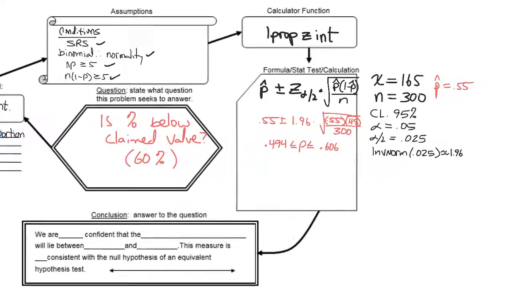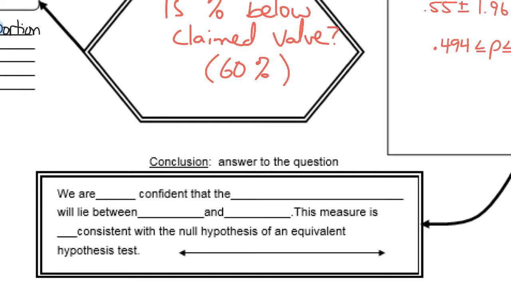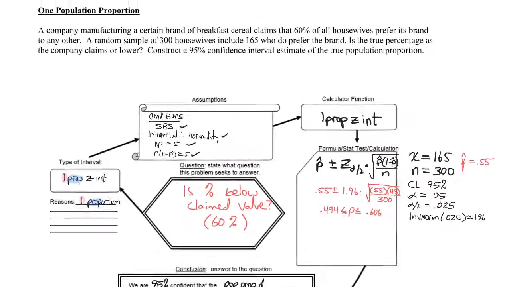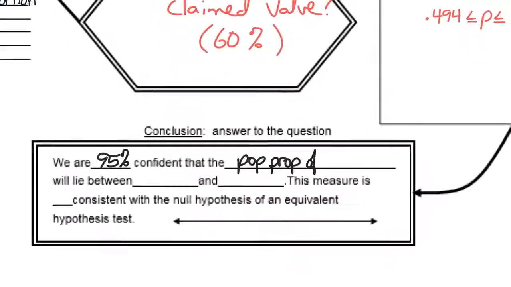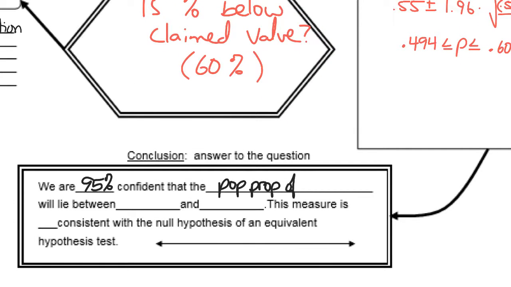So we are 95% confident that the population proportion of, paraphrase big time here, people who prefer the brand is between, or will lie between, 0.494 and 0.606.